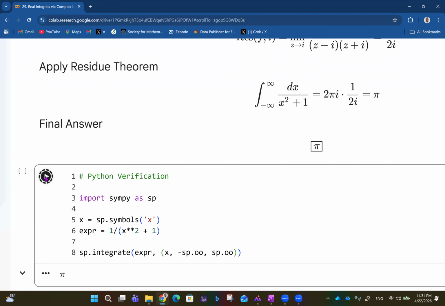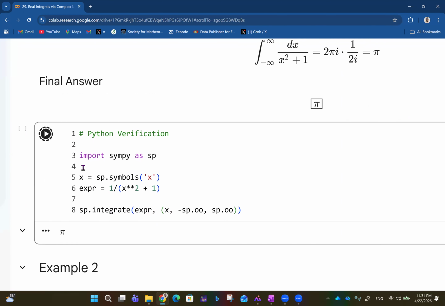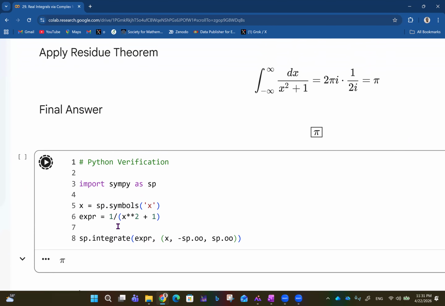So, Python verification. We do symbolic Python here, and we import sympy as sp, and we define x, we make x symbolic, and we want to integrate 1 over x squared plus 1. So we just say sp.integrate, from minus infinity to infinity, where infinity is given as minus sp.oo and sp.oo. You end up getting pi.